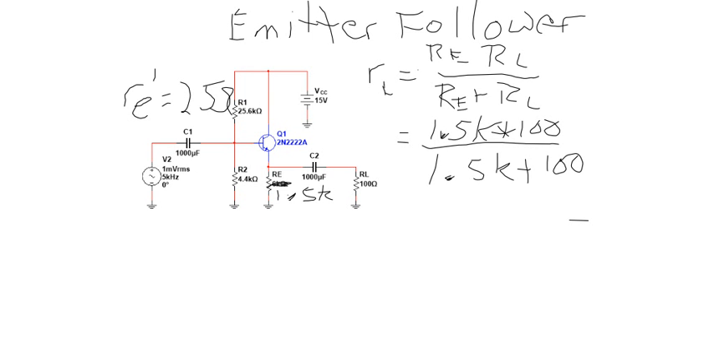Pull up my calculator and we'll whip that out. Let's see, there's going to be 600 divided by 600. I get about 94 ohms, 93.75. We'll just call that 94.